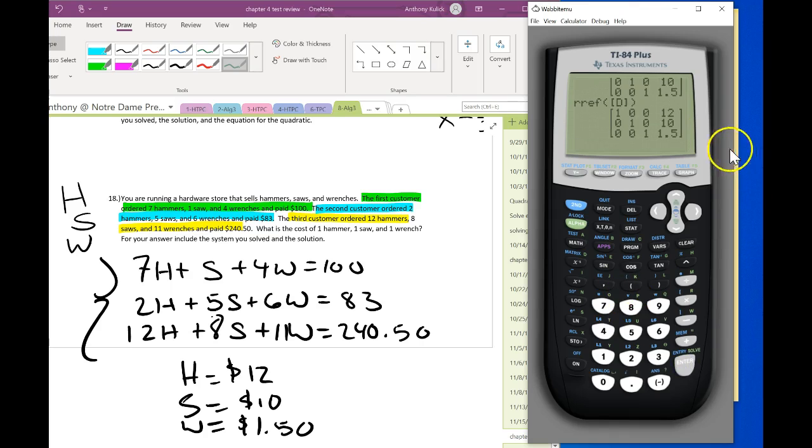Notice that the left-hand part is the identity matrix, where you have the ones down the main diagonal and zeros everywhere else. What that tells you is that these are just your answers. 1H plus 0S plus 0W is 12, or just H equals 12. Of course. Madison, you happy with that? Yeah.